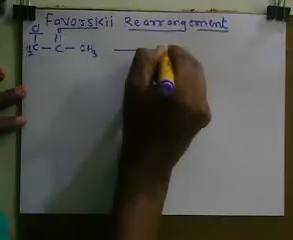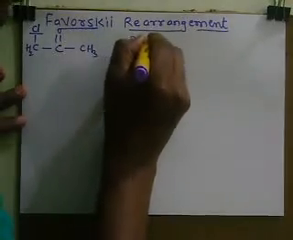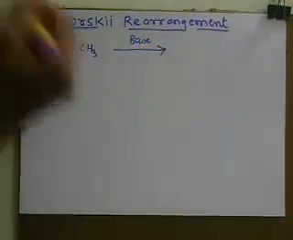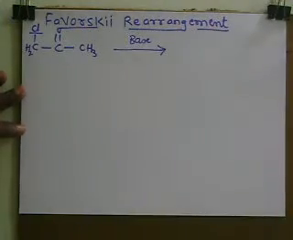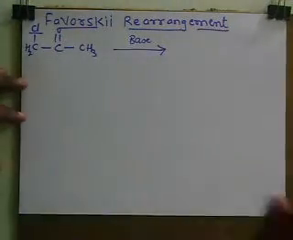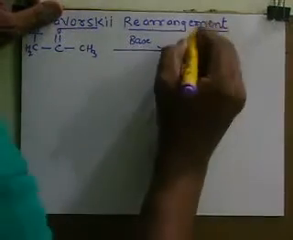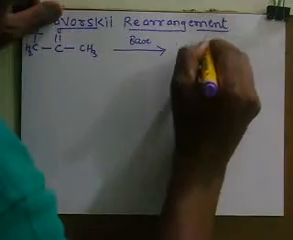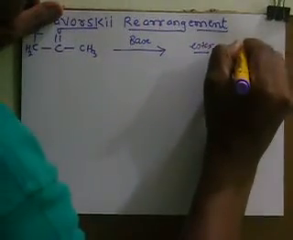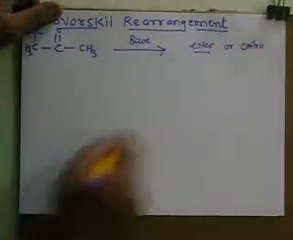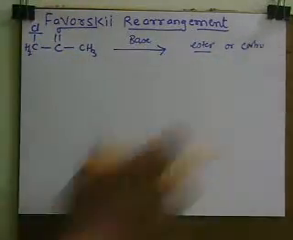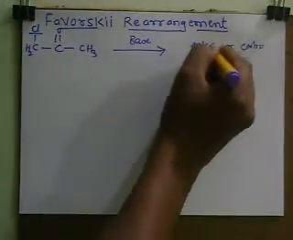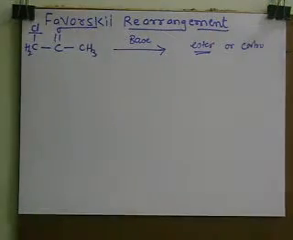Now base induced, that means base is taking part, or it is used as a catalyst. So this is base induced rearrangement to give corresponding derivatives of carboxylic acid. Now these derivatives can be esters, or even carboxylic acids can be formed in this rearrangement, specifically ester formation. So that is the final product of this rearrangement.